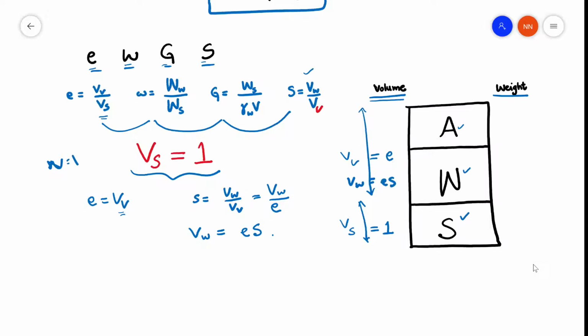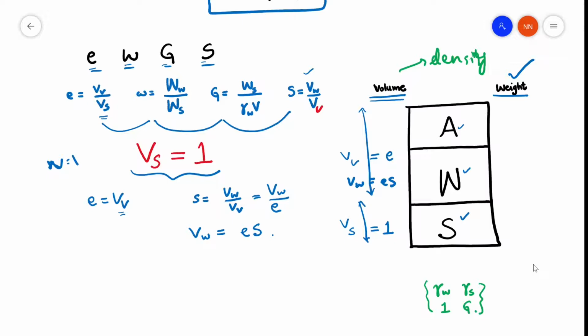Now we need to figure out what the weight side of the phase diagram looks like. To convert volume into weight, we need to make use of something like density or unit weight, so that we can multiply the volume with density to get the weight. We know that the unit weight of water is gamma W and the unit weight of solids is gamma S. The specific gravity of water is taken to be 1 and that of solids is taken to be G. These are the quantities that we'll be using to convert the volume side of the phase diagram into the weight side of the phase diagram.